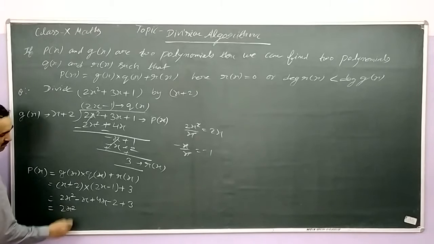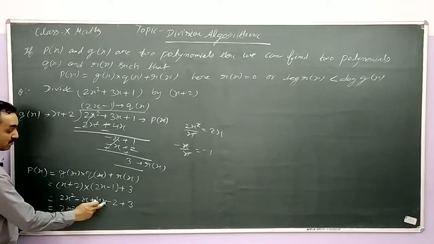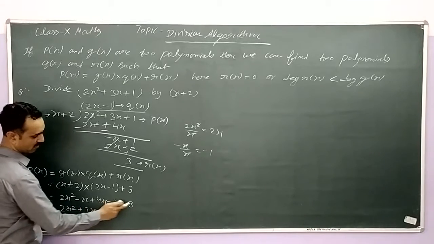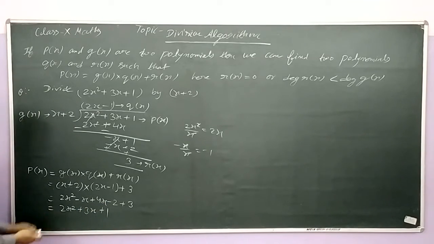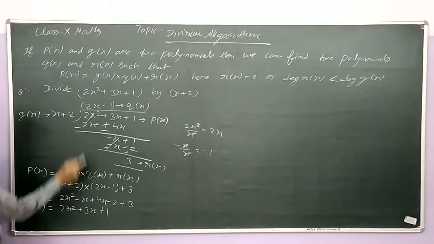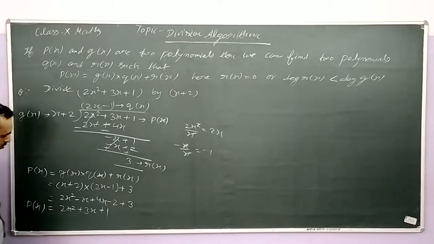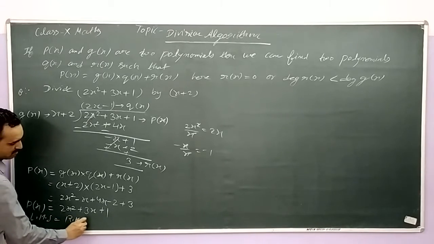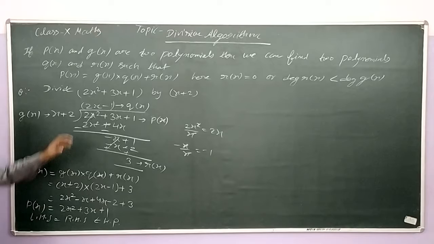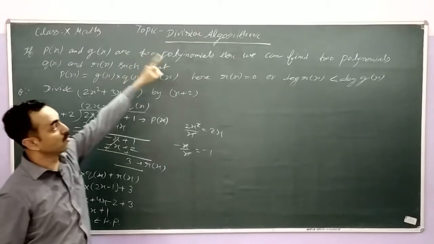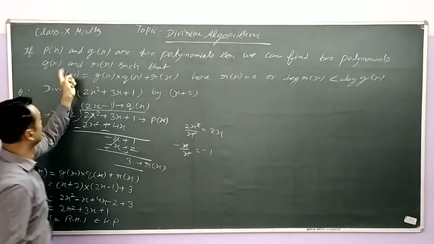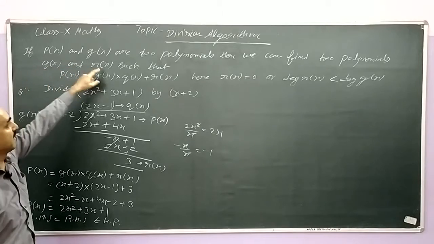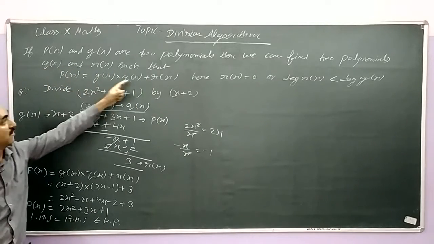Simplify: 2x square, there is no other x square term, minus x plus 4x is 3x, and minus 2 plus 3 is plus 1. So let's check, is it P(x)? You can see 2x square plus 3x plus 1, so it is equal to P(x). So LHS equals RHS, and it is verified. So in this division algorithm, if P(x) and G(x) are two polynomials, then we can find two other polynomials Q(x) and R(x) such that this is the condition.